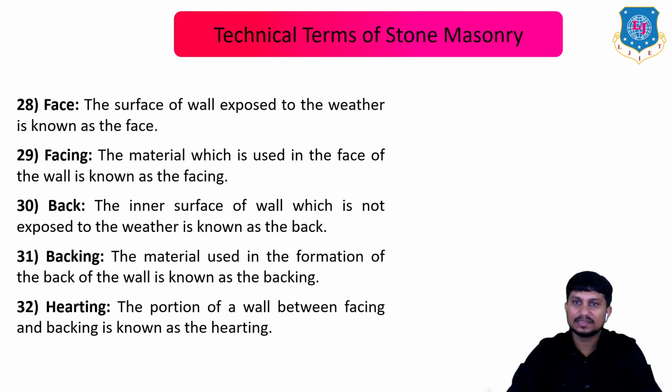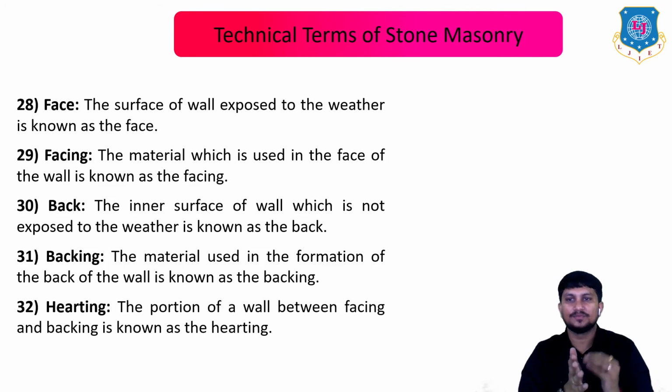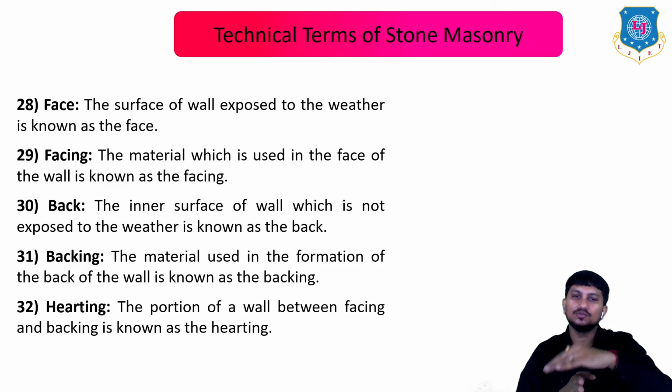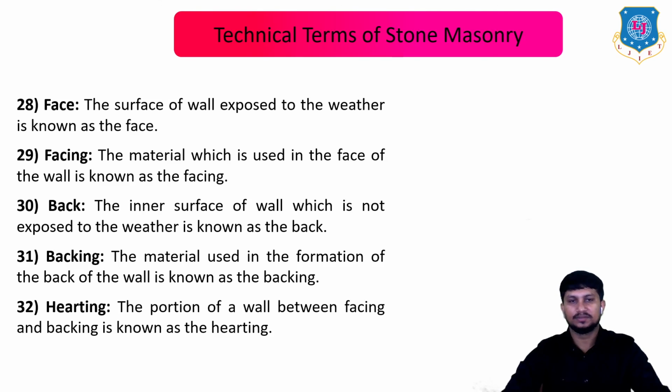Next is face. The surface of wall exposed to weather is known as face. Okay. And the material which is used in the face of wall is known as facing. Okay. What is back? The inner surface of a wall which is not exposed to weather is known as back. And the material used in this back is called as backing. Okay. What is hearting? The portion of wall between facing and backing is known as hearting.